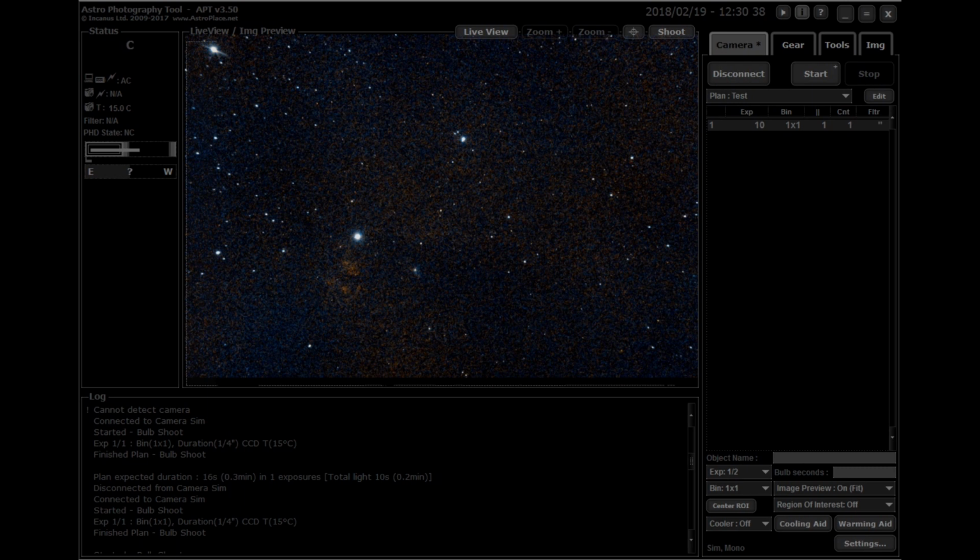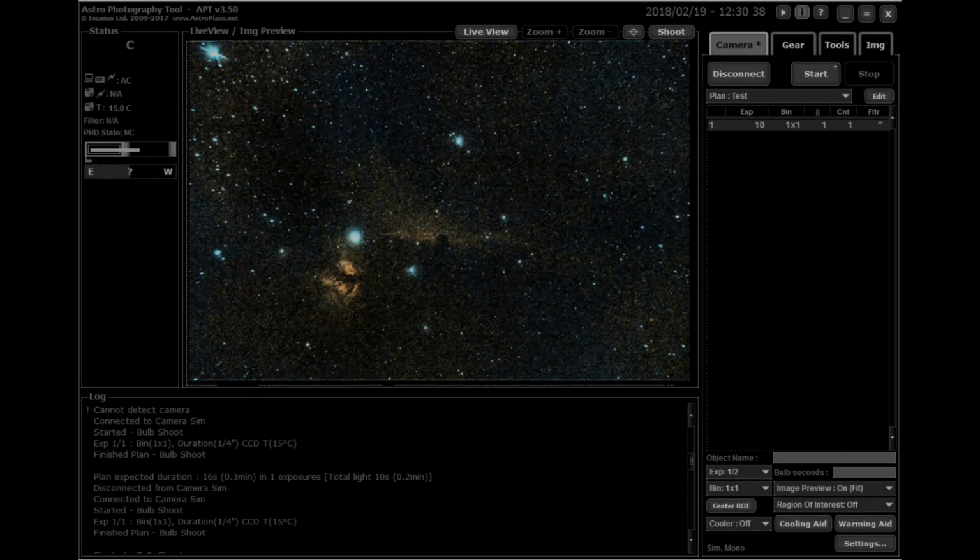The longer the exposure time, the more light the camera sensor collects, resulting in a brighter and more detailed image. However, a longer exposure time also increases the risk of image noise and other artifacts that can degrade the quality of the image.